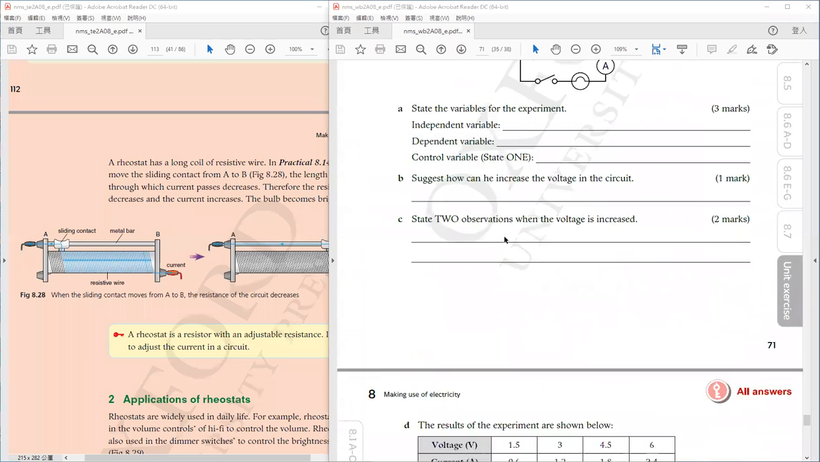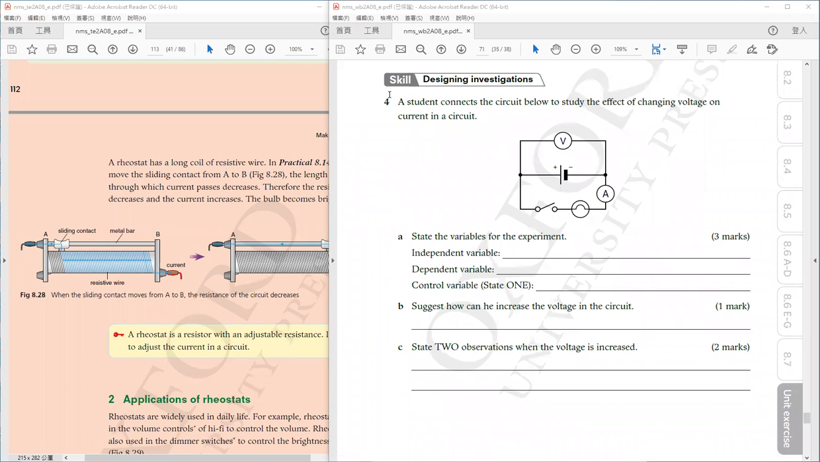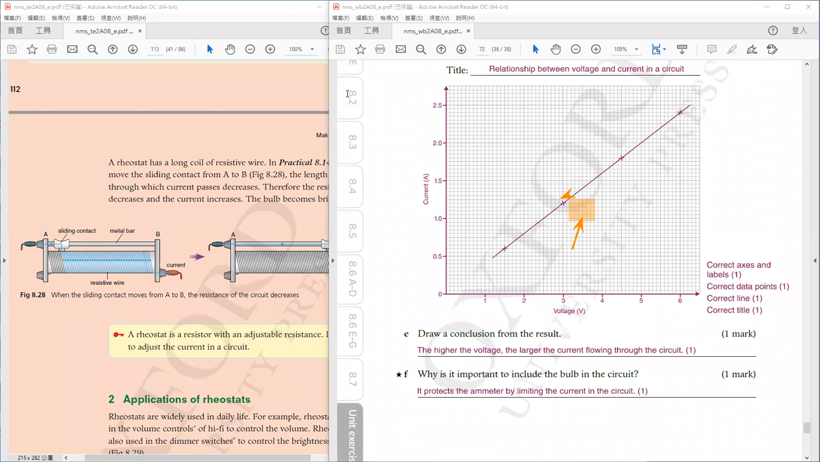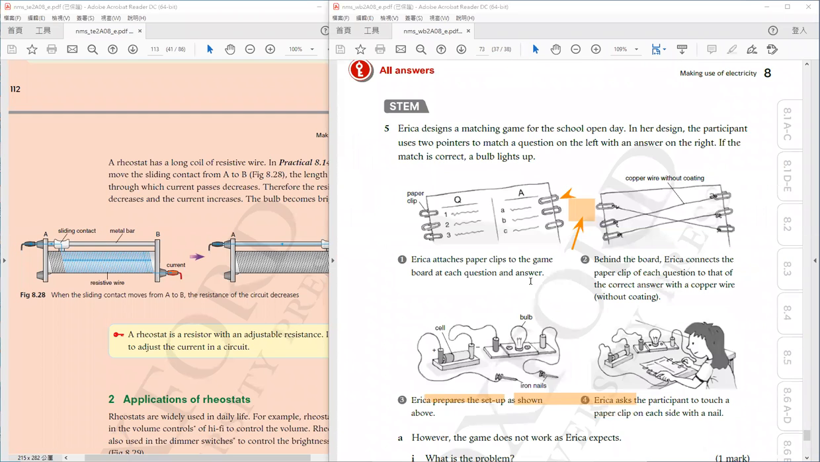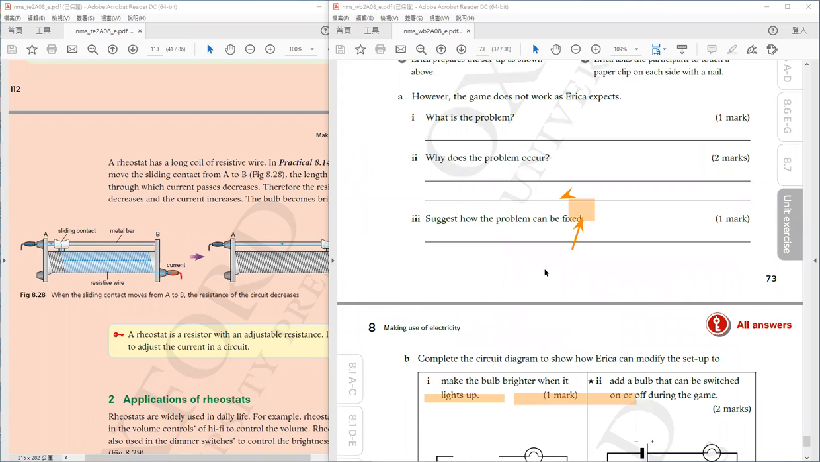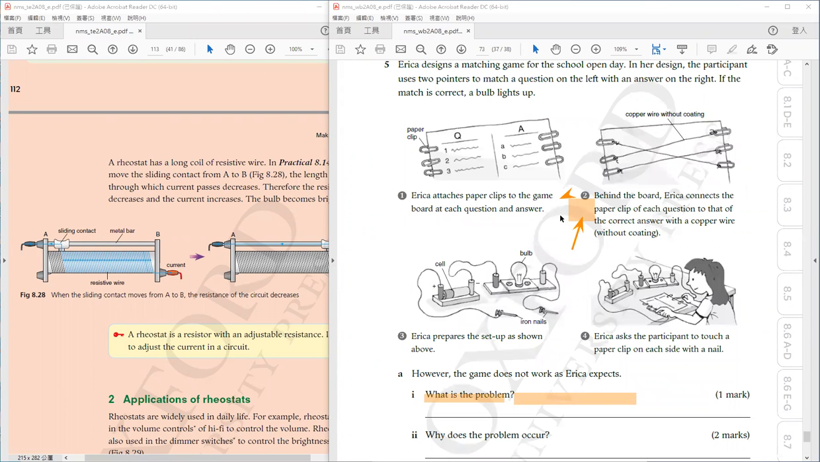In this part, they also ask, why is it important to add a light bulb here? A light bulb here, because we can have some resistance. With some resistance, we can limit the size of current in the circuit to protect the emitter. Okay, last two questions.